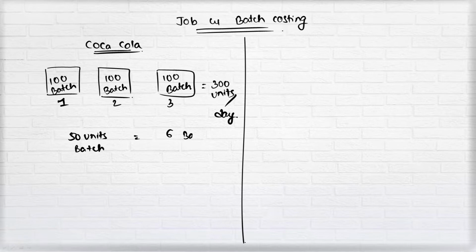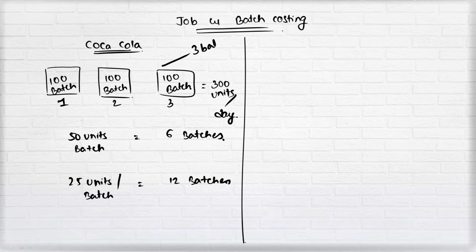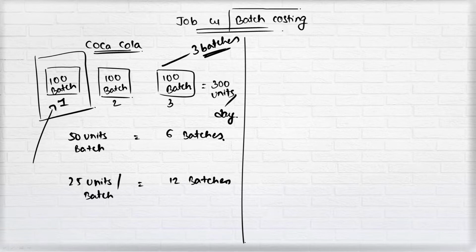So 50 units in a batch, there will be 6 batches. 25 units? 12 batches. If there are 25 units per batch, there will be 12 batches. And currently, how many batches? 3 batches. If you find out cost per batch, or your costing unit is a batch, then in the units which are manufactured in a batch, which type of costing will you have? Batch costing.